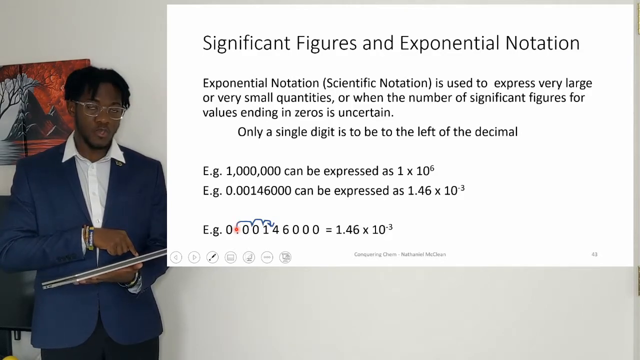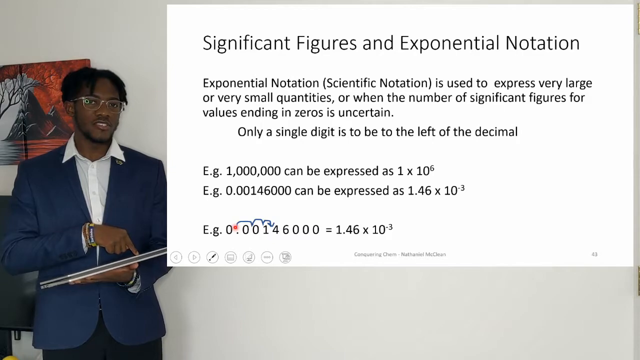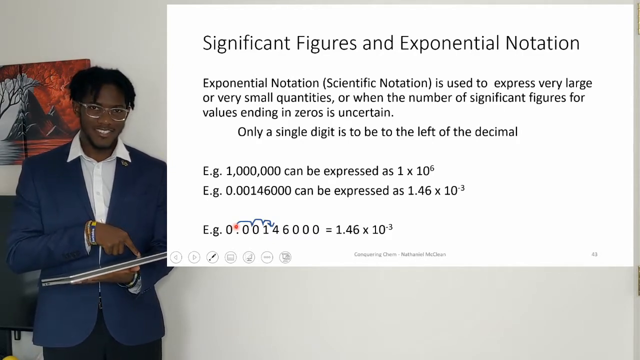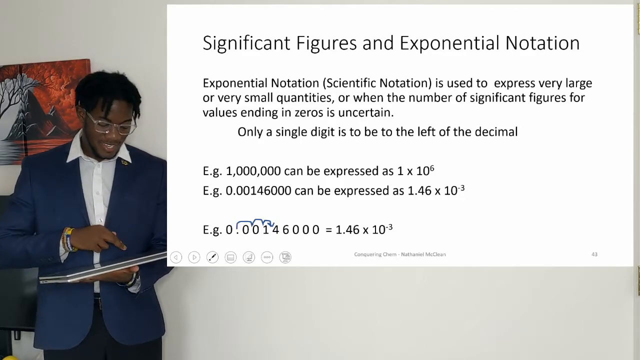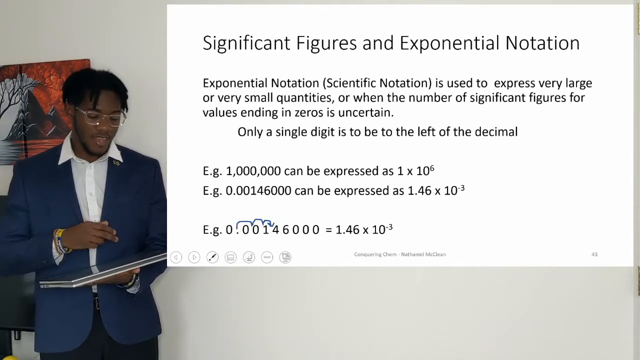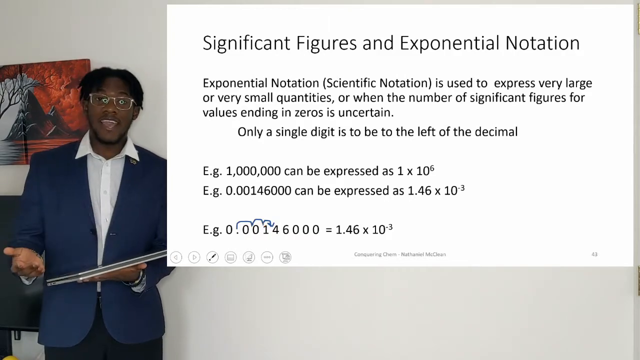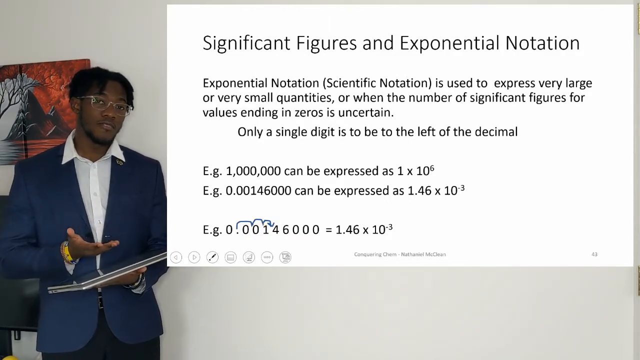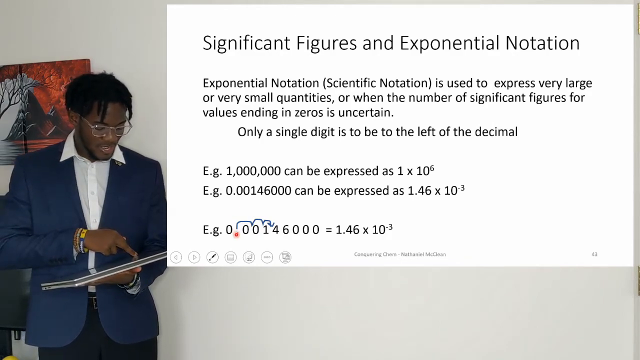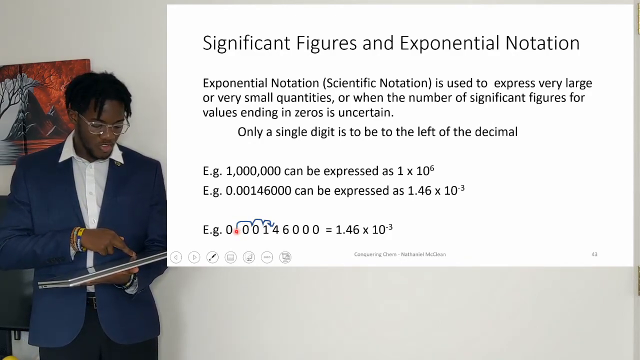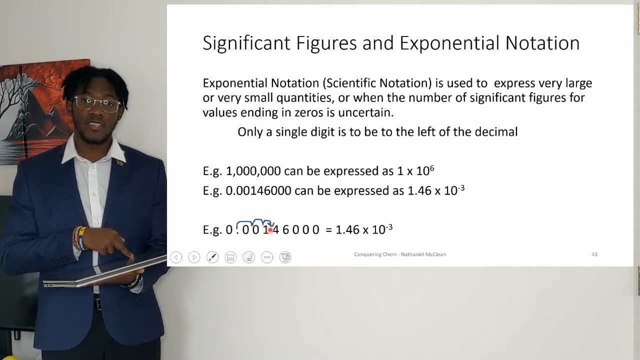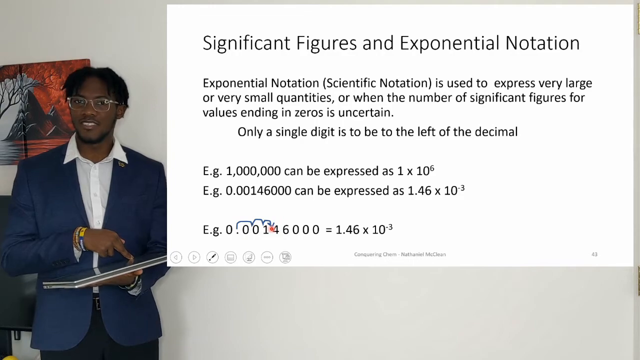And once you're there, you want to jump in the direction that would take you to the right side of the leftmost integer. In this case, the leftmost integer in this value is going to be our 1. So the exponent that's attached to 10 has something to do with how many times you jump from the decimal place. So in this case, we start at this decimal place and we jump 1, 2, 3 times before we are to the right of the leftmost non-zero integer.